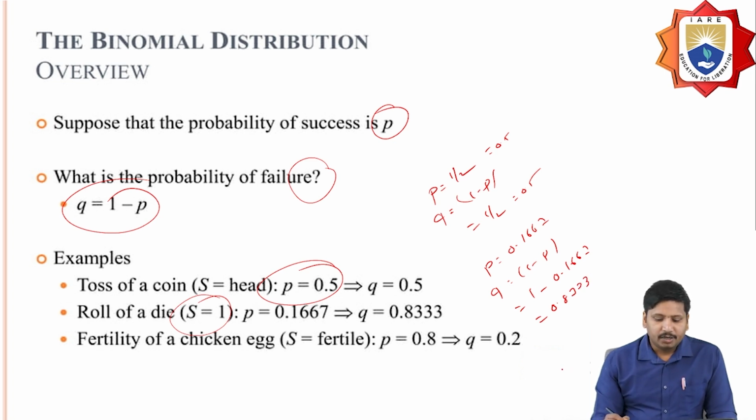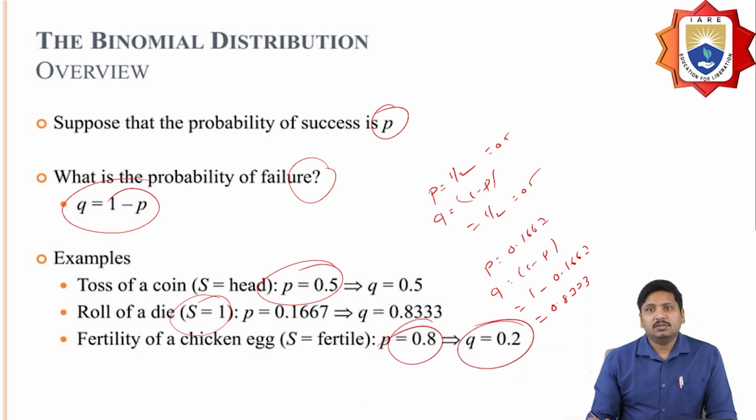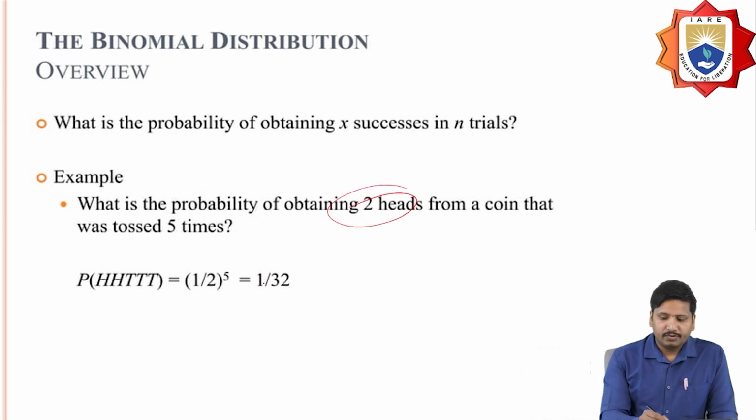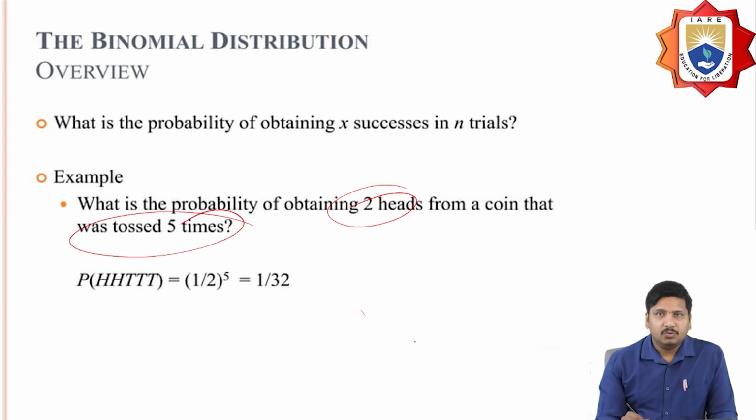Similarly, the fertility of a chicken egg is given by this, and the probability of failure is this. Suppose we want the probability of obtaining success in n trials. What is the probability of getting two heads from a coin when we test 5 times? So we are going to have a coin.